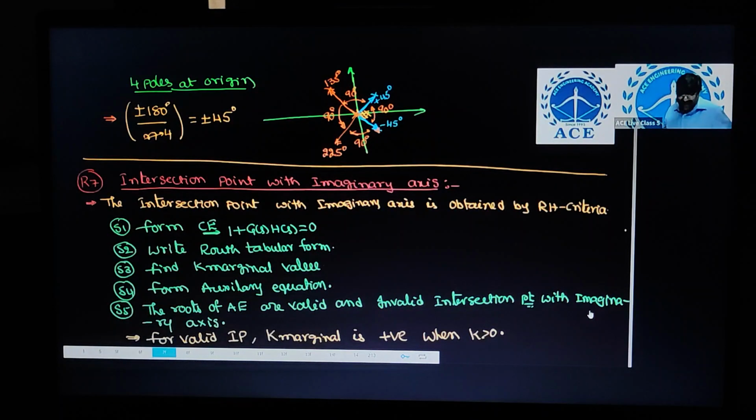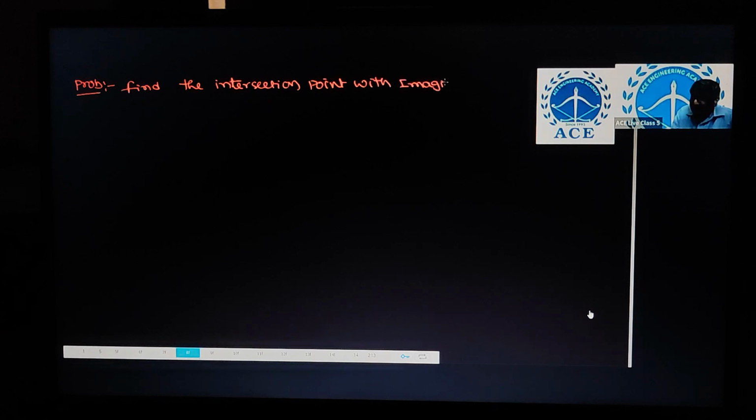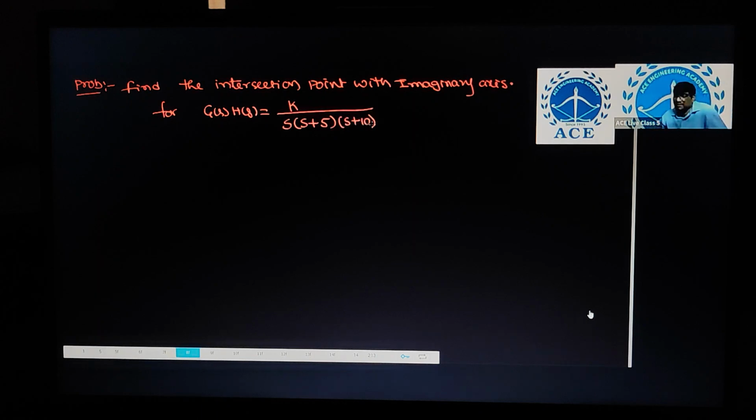That's all. RH criteria we know. Solve one problem. Find the intersection point with imaginary axis for G of s H of s equal to k divided by s into s plus 5 into s plus 10. Come on, do it, all of you.